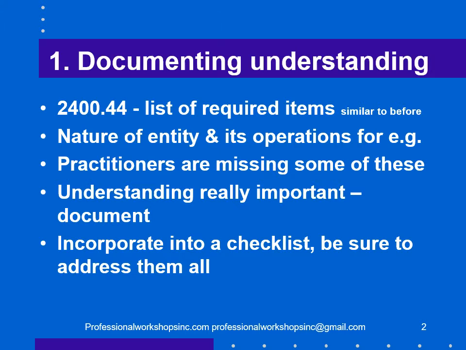And apparently practitioners are missing some of these. They're not documenting their understanding of each of the required items. And as I said, it's really important. The understanding is really important, so document it. And the simple solution to this is there is a list in 2444. And if you incorporate that list into a checklist, you will then be sure you have addressed all of the items in the section.